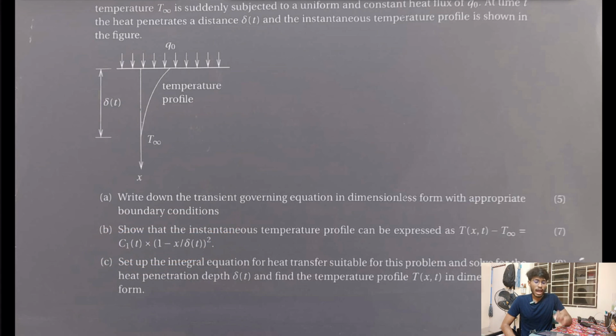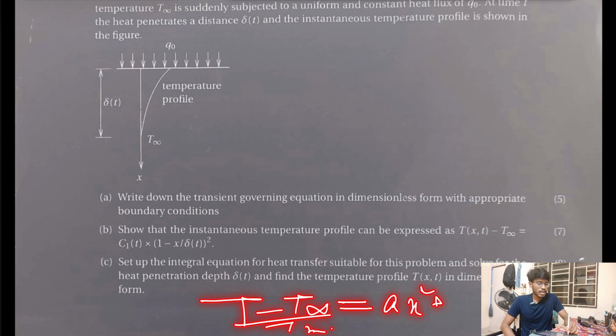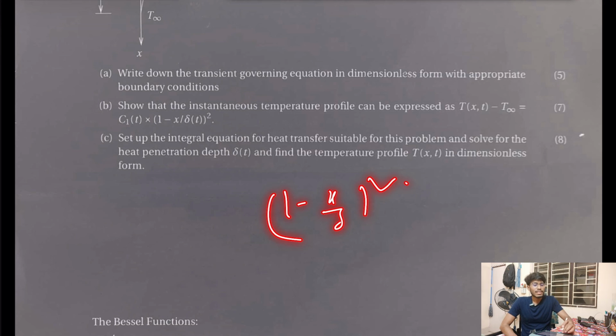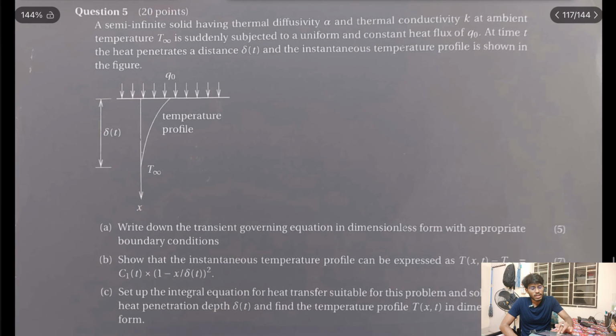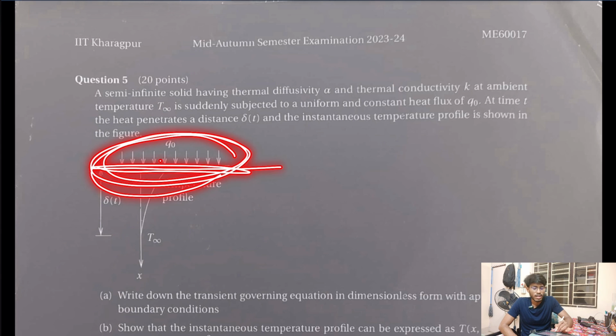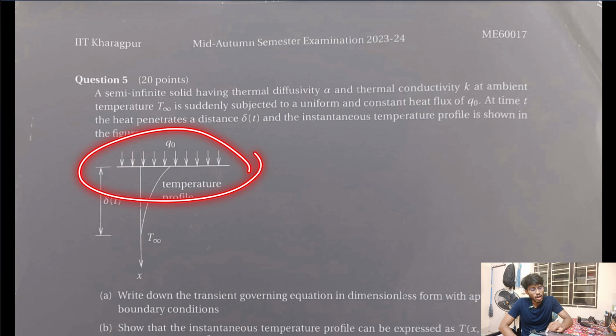So you assume T minus T infinity, divided by maybe T ref, is equal to ax square plus bx plus c. Then you have to find this a, b and c. Then you will see that ultimately it will boil down to 1 minus x by delta, whole square. This is your homework. Another difference is that the gradient at x equal to 0 is given, not the exact value. So this is a Neumann boundary condition, not a Dirichlet boundary condition.